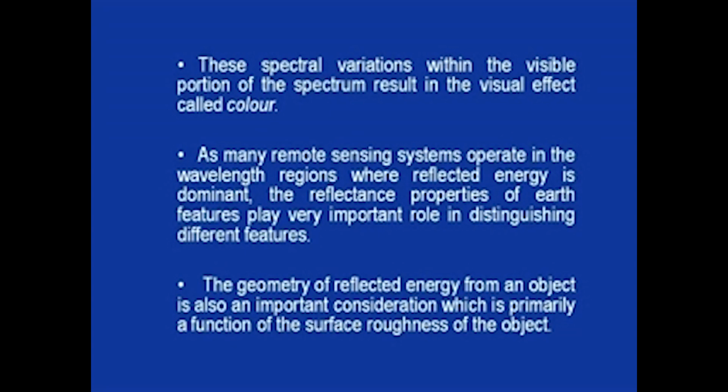These spectral variations within the visible portions of the spectrum result in the visual effect called color. As many remote sensing systems operate in the wavelength regions where reflected energy is dominant, the reflectance properties of earth features play a very important role in distinguishing different features. The geometry of reflected energy from an object is also an important consideration, which is primarily a function of the surface roughness of the object.